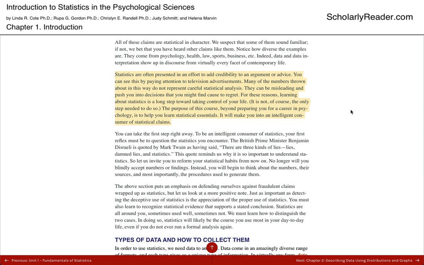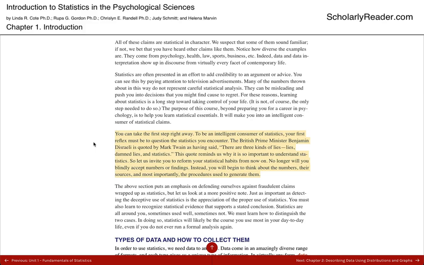The purpose of this course, beyond preparing you for a career in psychology, is to help you learn statistical essentials. It will make you into an intelligent consumer of statistical claims. You can take the first step right away. To be an intelligent consumer of statistics, your first reflex must be to question the statistics you encounter. The British Prime Minister Benjamin Disraeli is quoted by Mark Twain as having said, "There are 3 kinds of lies: lies, damn lies, and statistics."